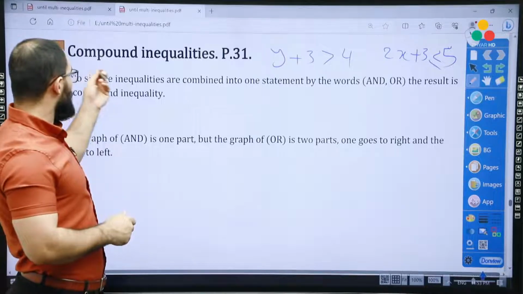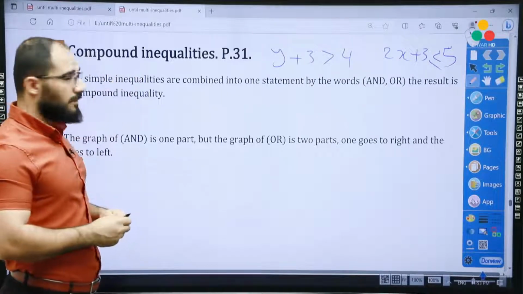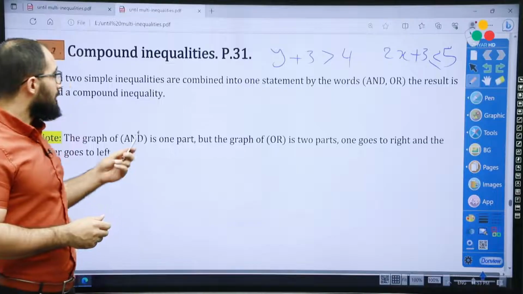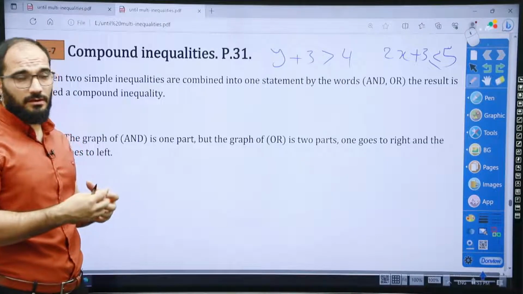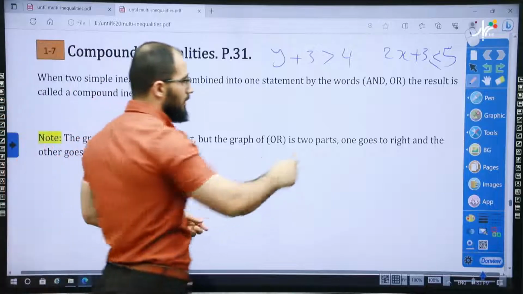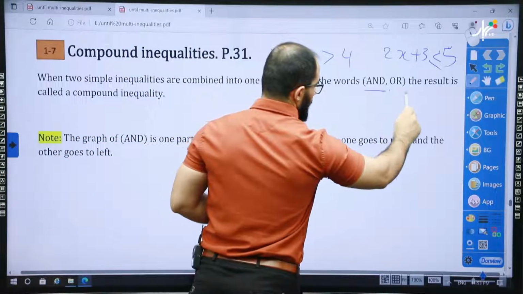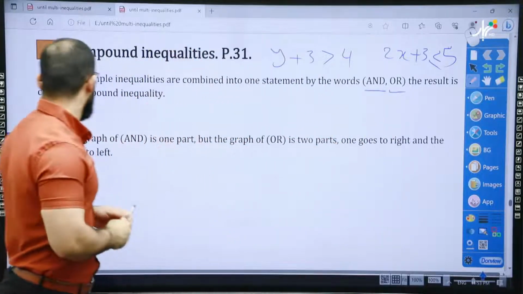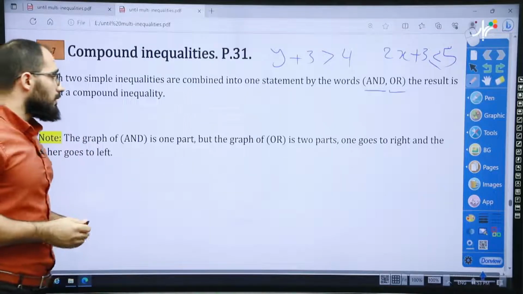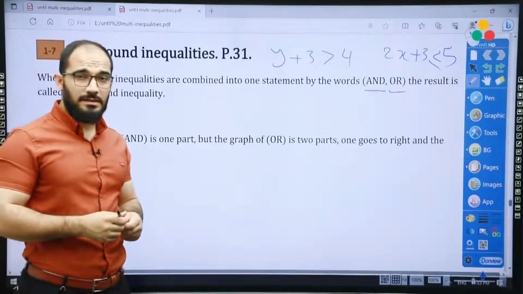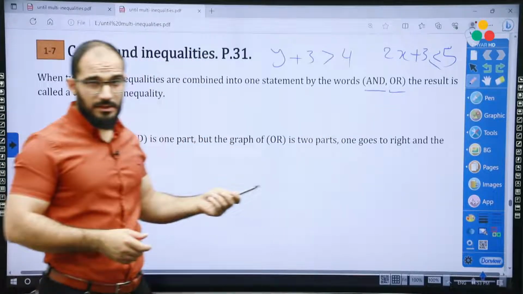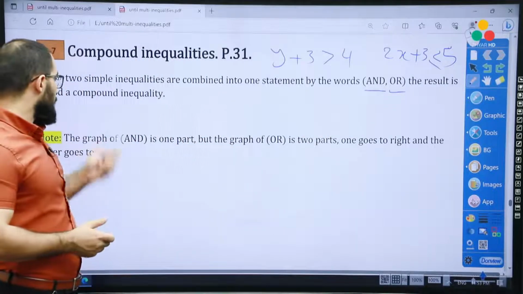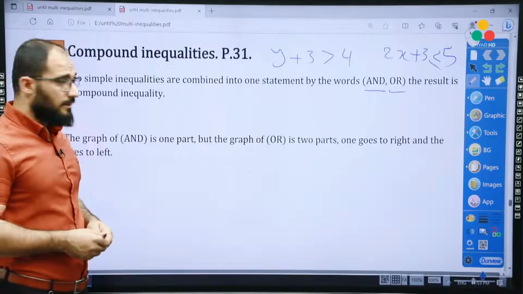From the name compound, you can notice that we have two things that we combine together by "and," and also we have "or." So we can say when two simple inequalities are combined into one statement by the words "and" or "or," the result is what we call a compound inequality.